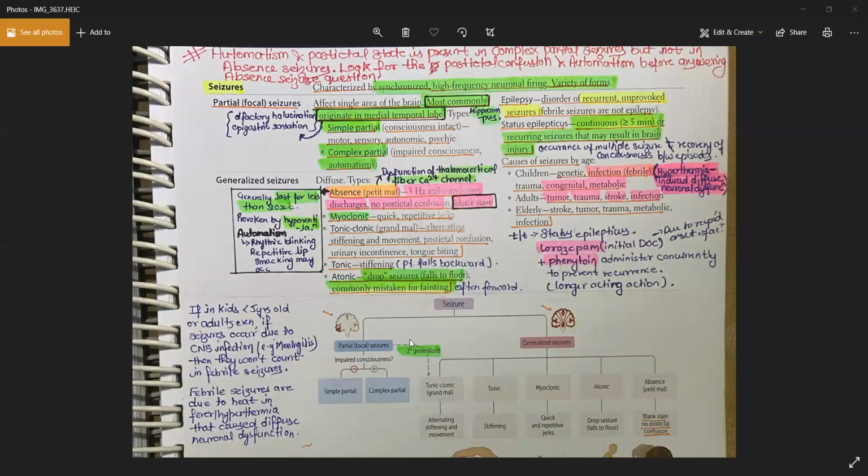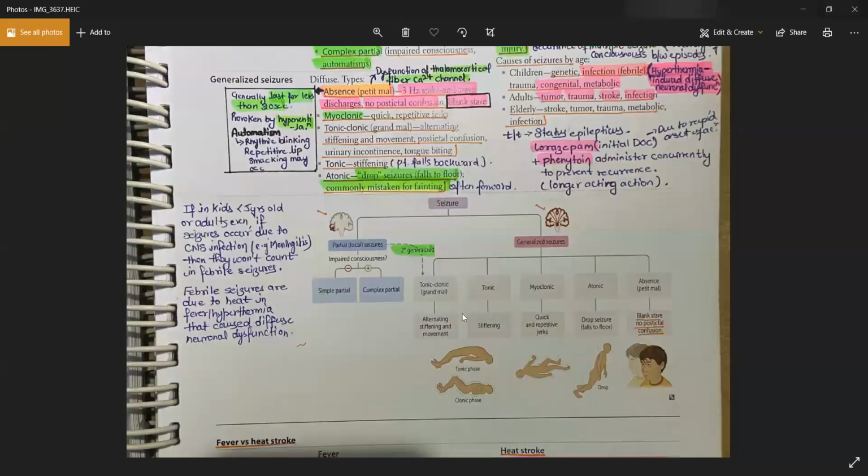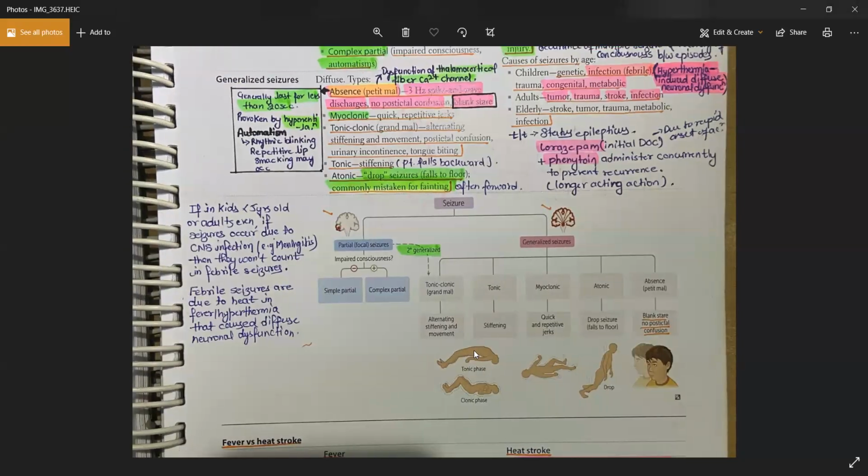Then you have the tonic clonic seizure. In this case, first you have a tonic phase, then you have a clonic phase. In the tonic phase, your muscles will become very stiff, and then you have the clonic phase, in which you have the repetitive jerks. You have a flexion of both the upper limb and the lower limb in that.